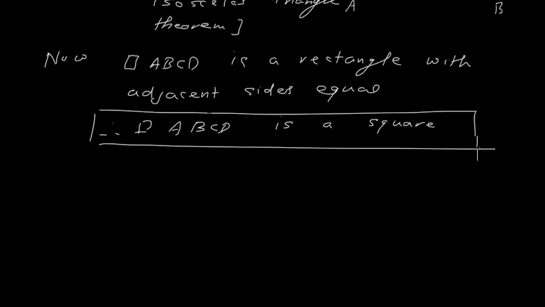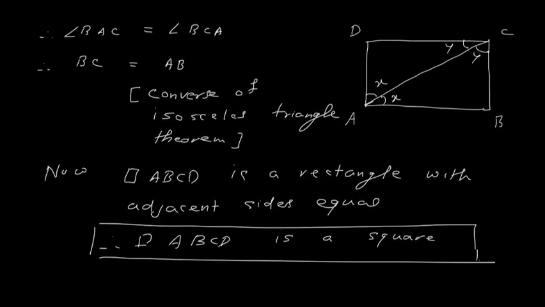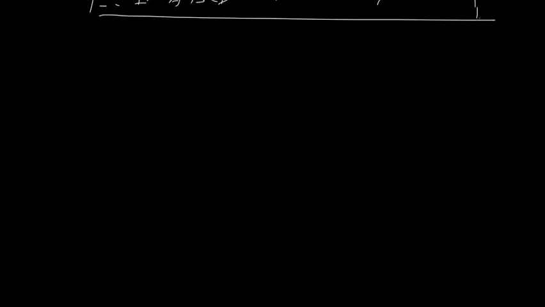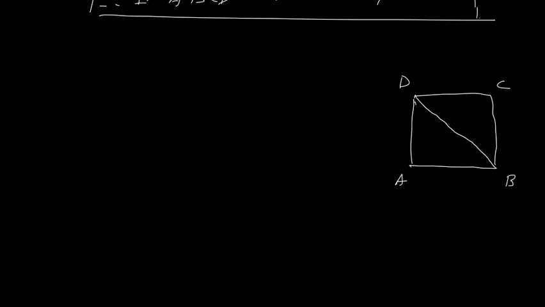Now I have to prove that if ABCD is a square, then BD bisects angle B as well as angle D. We have to prove that this diagonal BD bisects angle B as well as angle D. So I am not going to prove it in full, because in the previous problem we have already proved it in the case of a rhombus. So the same way you can prove here.